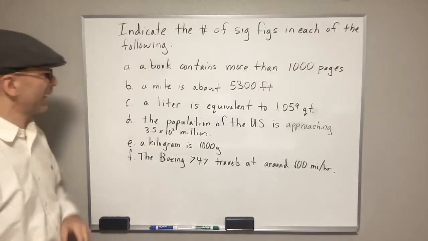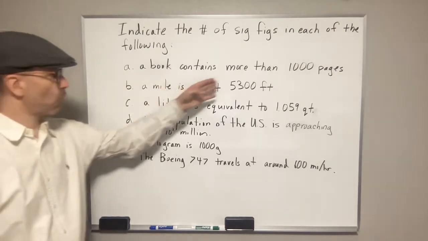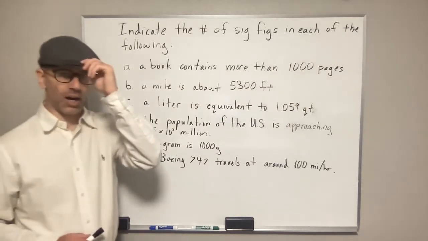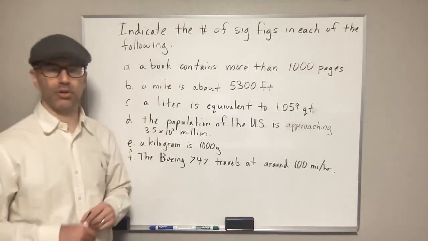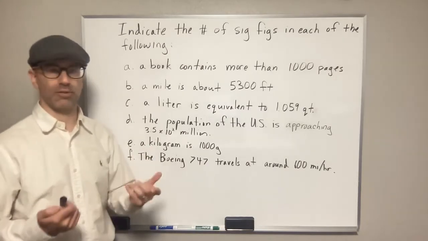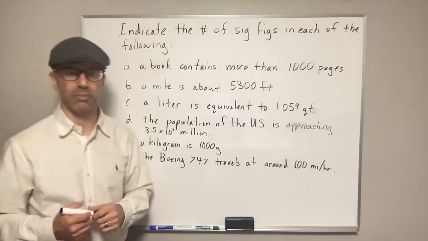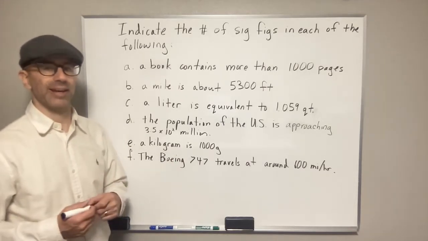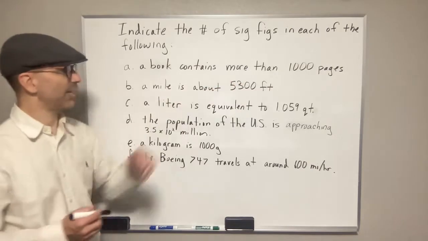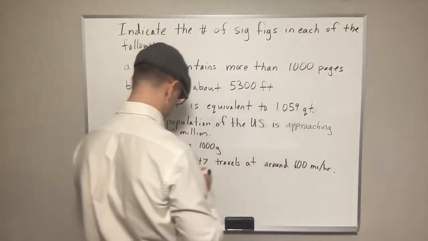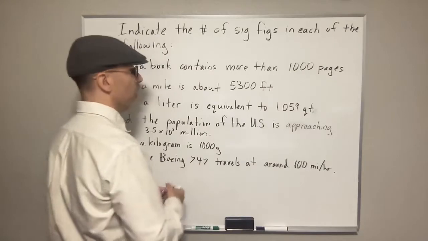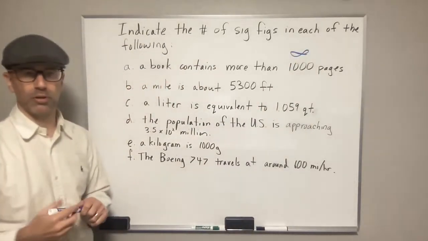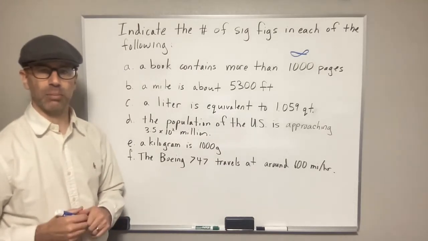So for A, you're given a book contains more than 1,000 pages. So 1,000 pages, that's a counting number. You don't measure the number of pages, you count them. Normally, you would count them. So in this case, this would be an exact number. So this would have an infinite number of sig figs. So let me use a different color here. So this would be infinite, right? An infinite number of significant figures, because it would be an exact number.